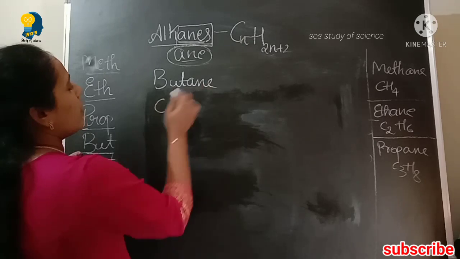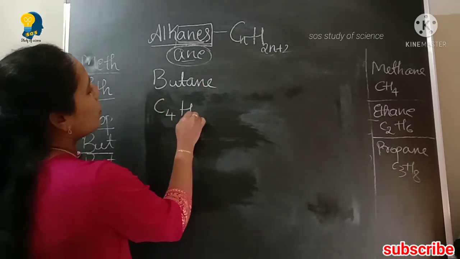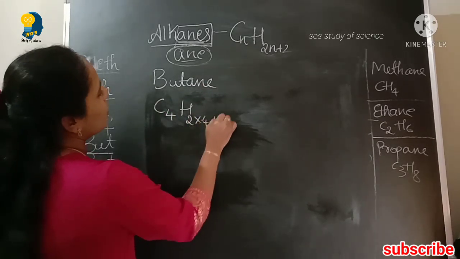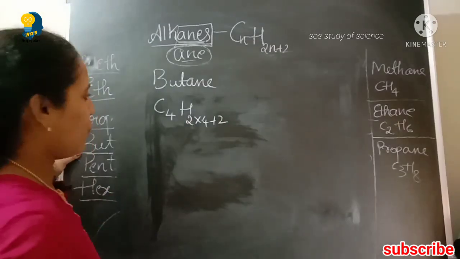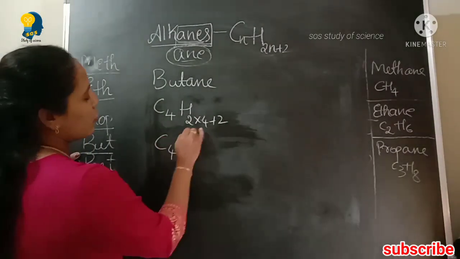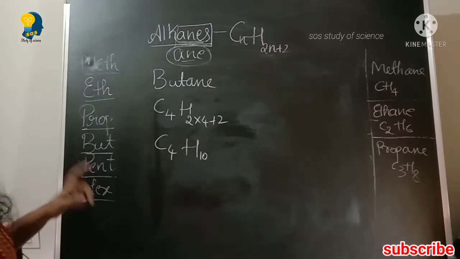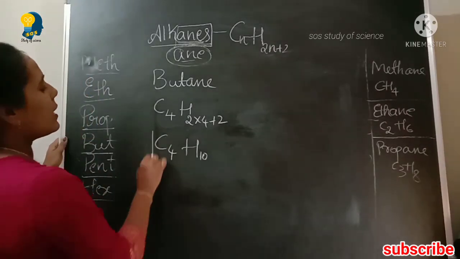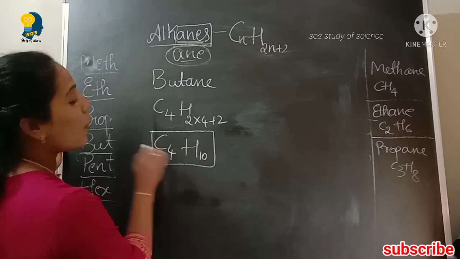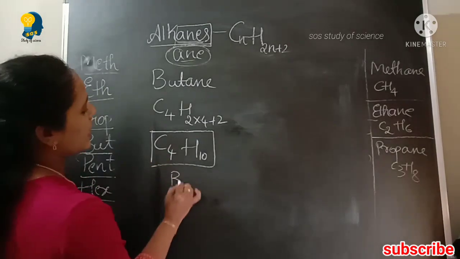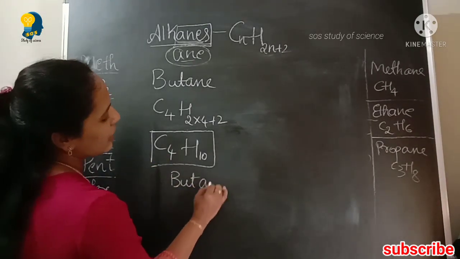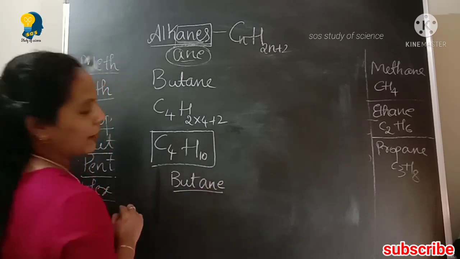C4H2 into 4 plus 2. So our n value should be 4. So C4, H2 times 4 is 8, plus 2 is 10. C4H10 is the fourth member. The name of this compound: C4 is nothing but but, and it is alkane. So we are writing n-butane.